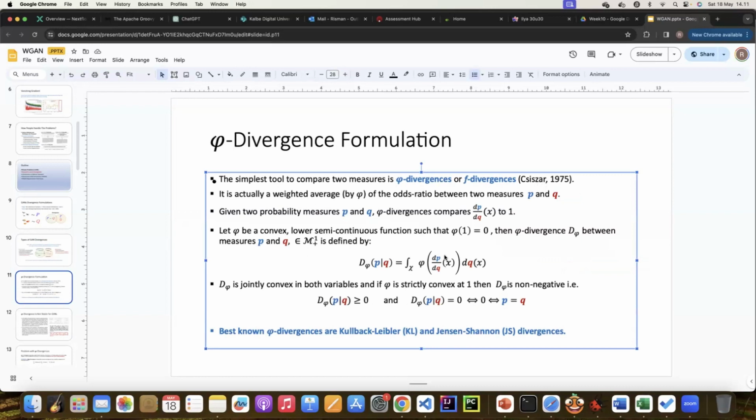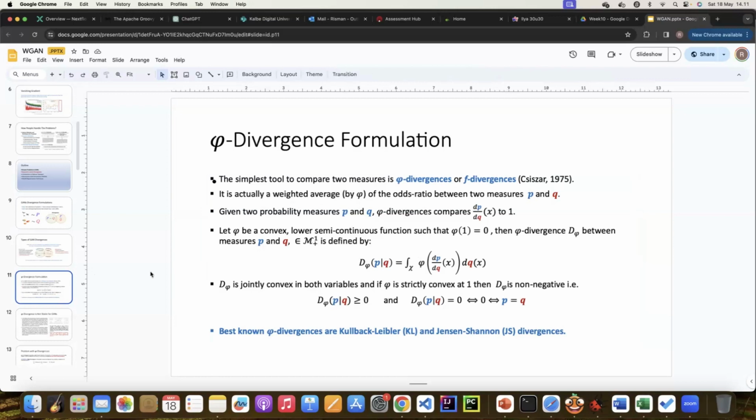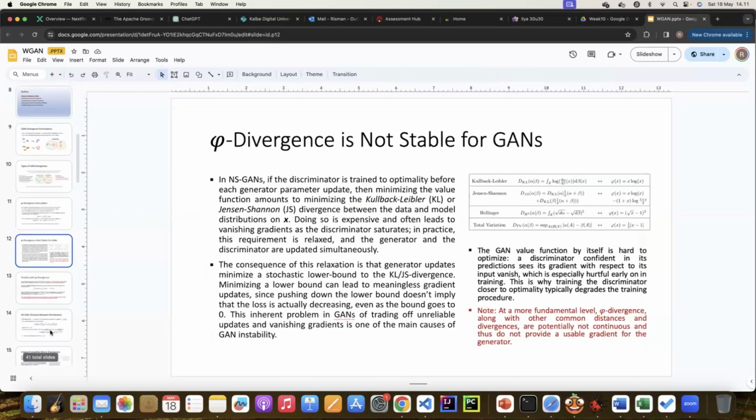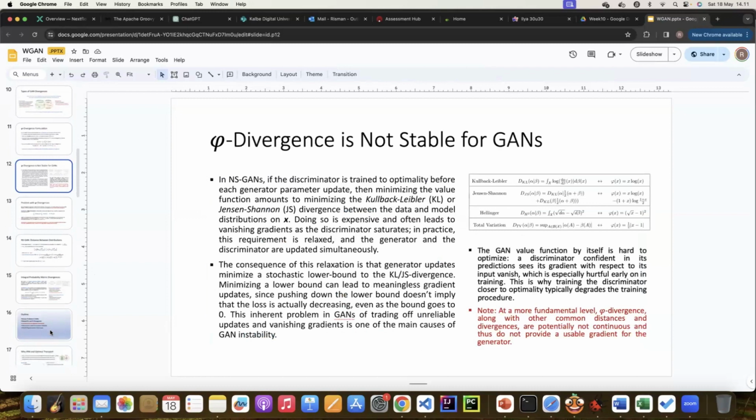Okay, you don't have to memorize the math, but this is known in probability theory that C divergence is usually defined by Kullback-Leibler divergence and Jensen-Shannon divergence. GAN and NS GAN are based on KL divergence. The problem with F divergence is that it is really not stable, okay? Because it cannot metricize weak convergence, okay?